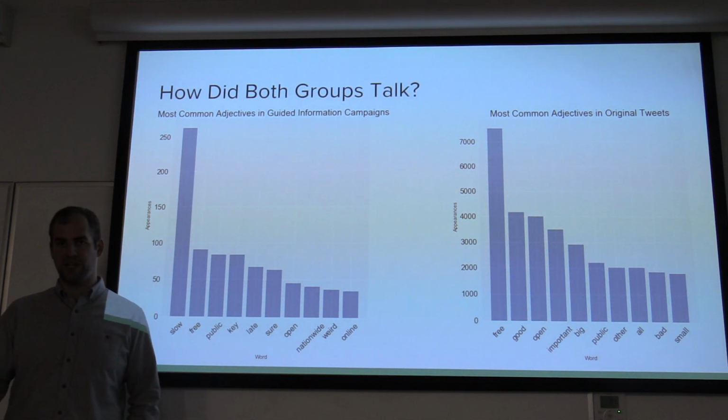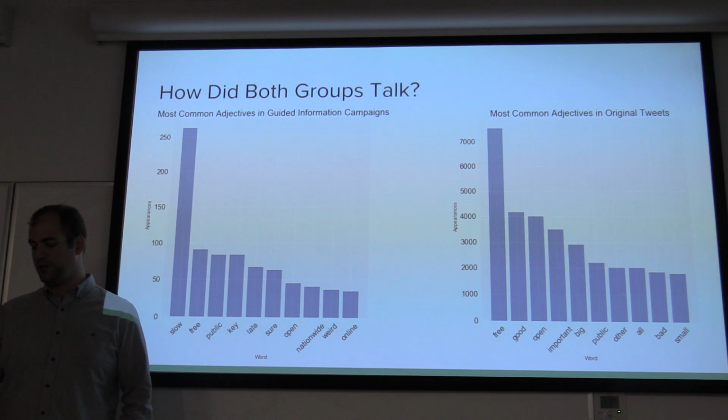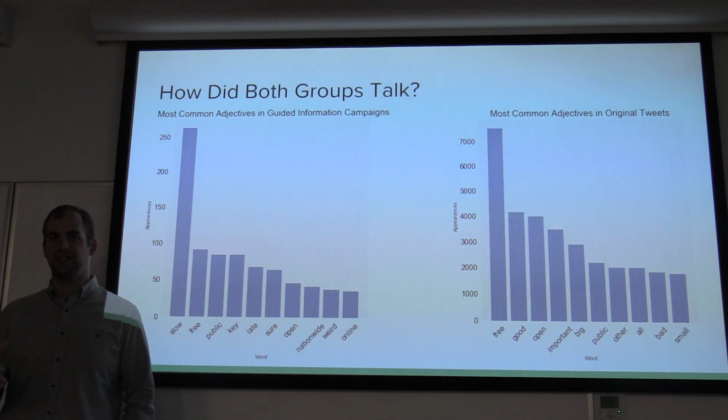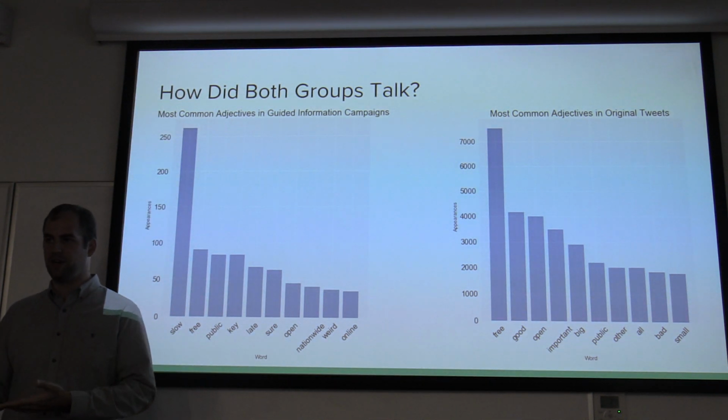Well, using part of speech tagging in spaCy, I found that guided information campaigns overwhelmingly use the word "slow" as the most common adjective, whereas original tweets use the word "free" very often. I think if you look at the other words that are unique, you kind of see that the guided information campaigns were more focused on "these are the facts about what will happen if net neutrality ends."